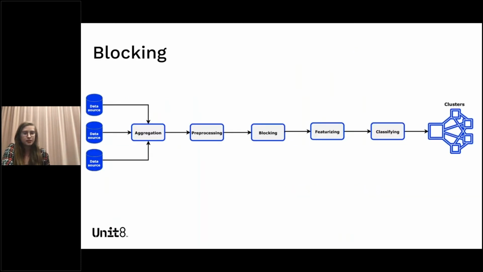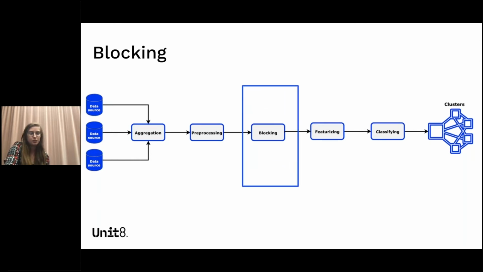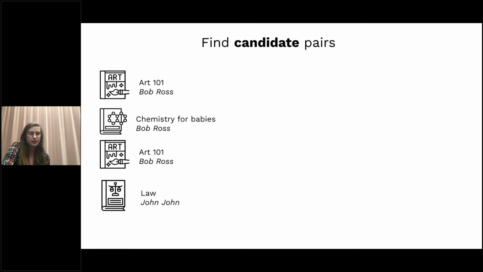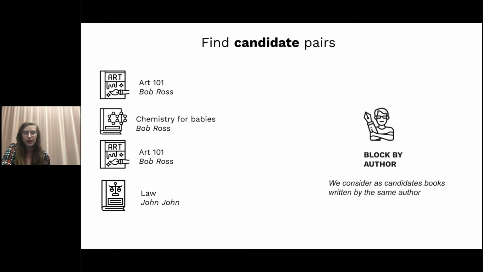So now that we have this view, what are we going to do with it? We're going to move on to the blocking phase. In this phase, we're going to find candidate pairs. What we mean by candidate pairs is that if we imagine we have these 4 books in here, we're trying to look at which of those books are worth comparing to each other. That's exactly what blocking is.